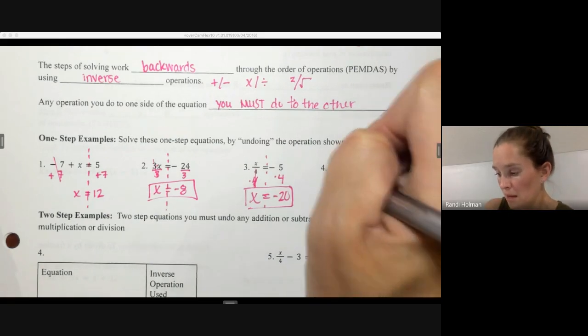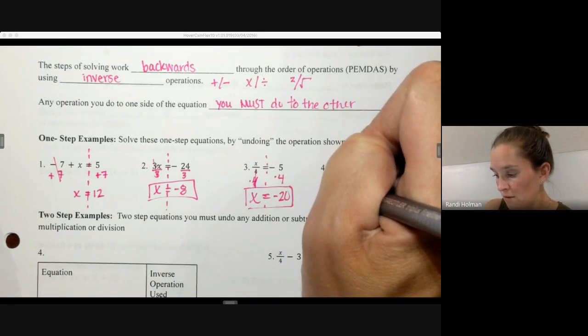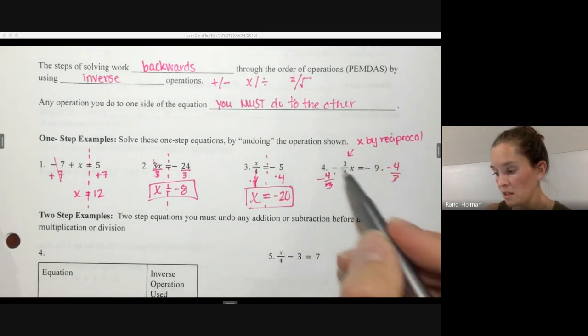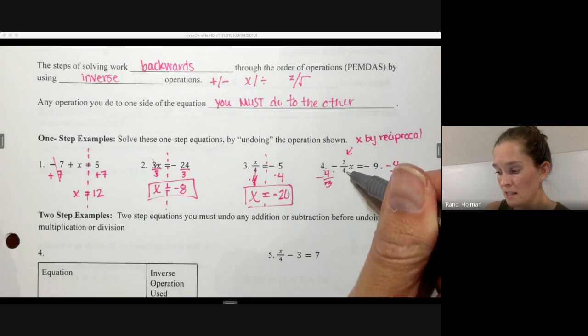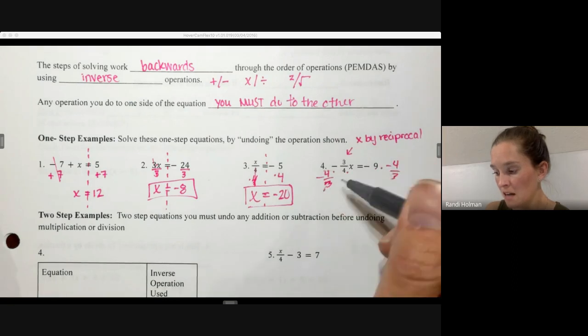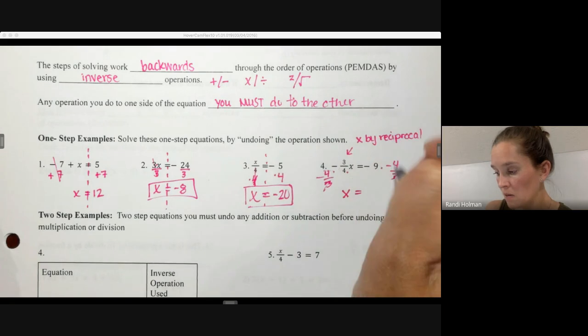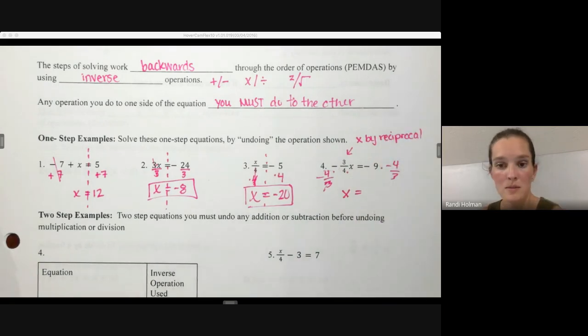So we're going to multiply both sides by -4/3 times -4/3, because here 4 divided by 4 divides out, 3 divided by 3 divides out, negative times negative is positive. We're left with x equals, here we can do some simplifying too.